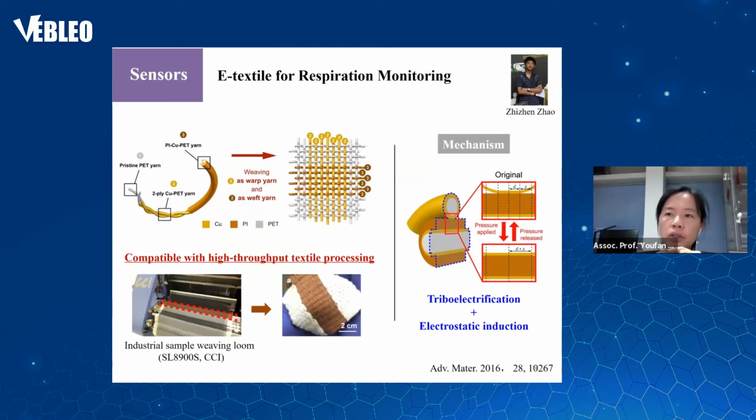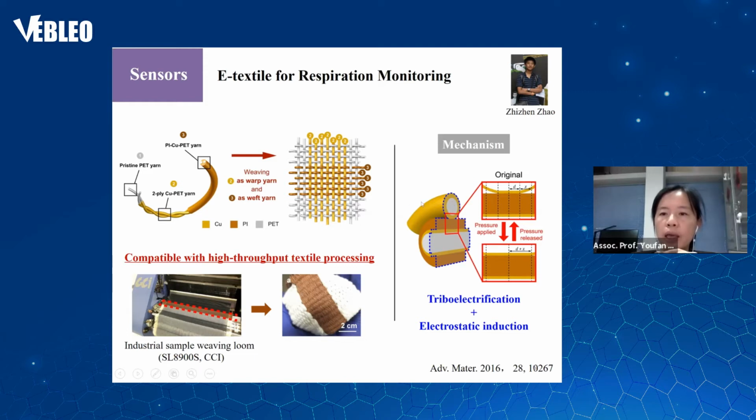For the sensor, we developed an e-textile. For this textile, we are using two kinds of yarns. They can be woven on an industry sample weaving loom. That means in this case, all the materials and also the fabrication method of the device are compatible with high-throughput textile processing. That's very important.